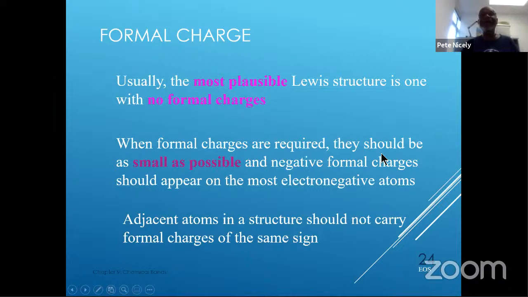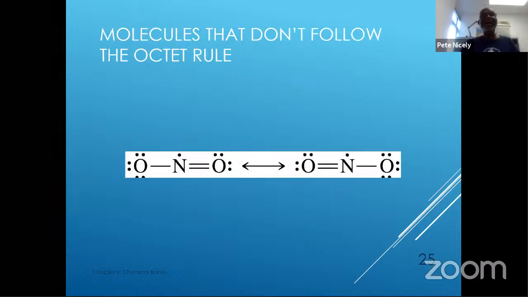It says, when formal charges are required, they should be as small as possible, and the negative formal charges should appear on the most electronegative atoms. So that is not what I was talking about, but nonetheless very important. What this is saying is that when formal charges are required, we try to cancel out the charges such that you have few charges, and if any negative charge is present, it must be on the most electronegative atoms. Atoms that are adjacent in structure should not carry formal charges of the same sign. So these are just some general points to be made when it comes to determining the Lewis structure of a molecule or a polyatomic ion.